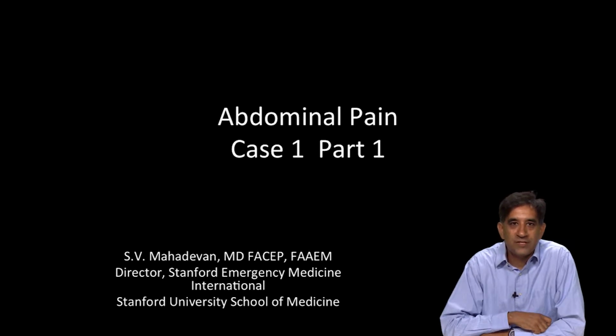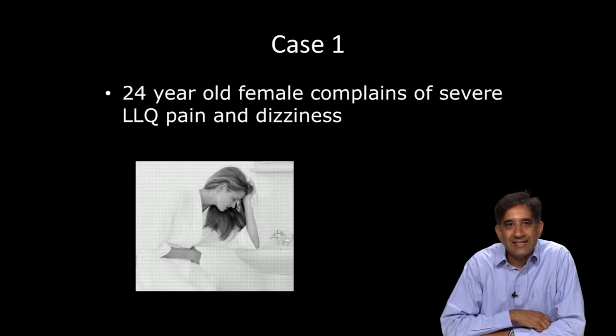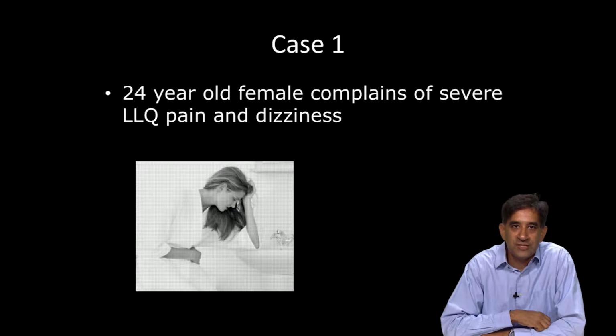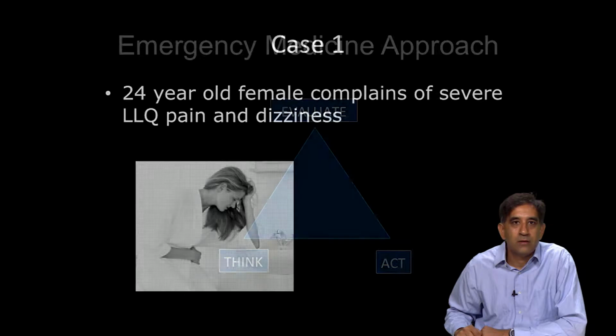And today we're going to talk about a case of abdominal pain. So let's start. Our case is a 24-year-old female who comes in complaining of severe left lower quadrant abdominal pain and dizziness. And as noted by her picture, you can see she's holding her left lower abdomen and her forehead. Obviously, she's in a lot of pain, and she's here to try to figure out what is causing her pain.